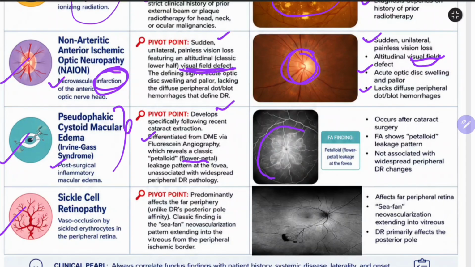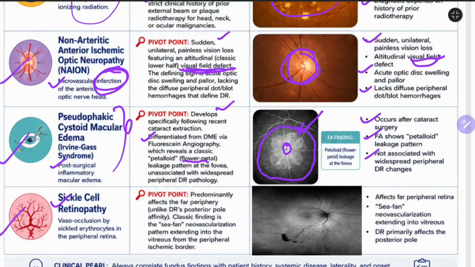See this image by fluorescein angiography. You can see the rose petal appearance, and this is the fovea actually. This appearance is because of leakage of the fluorescein dye. So it occurs after cataract surgery, shows a petaloid pattern, and is not associated with widespread peripheral diabetic retinopathy changes.